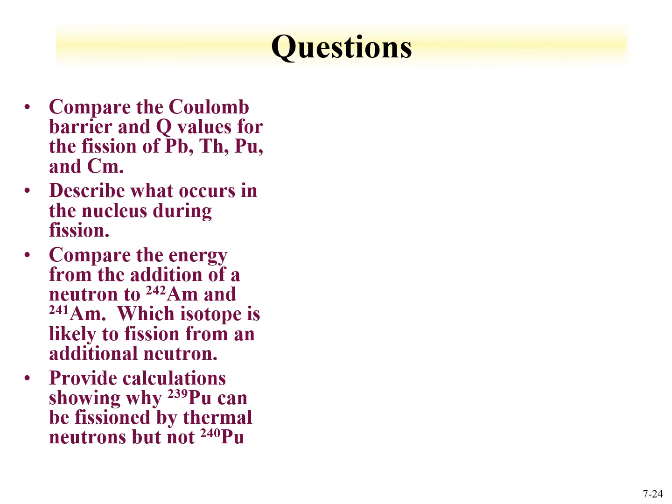And we could verify this by looking at the fission cross section for the n,f reaction, and we would see that the americium-242 indeed has a much larger cross section in comparison to the americium-241. Finally, another example would be to provide calculations showing why plutonium-239 can be fissioned by thermal neutrons but not plutonium-240. The same concept as before, the odd number of neutrons. And this is similar to an equation that was demonstrated in the lecture for uranium isotopes.